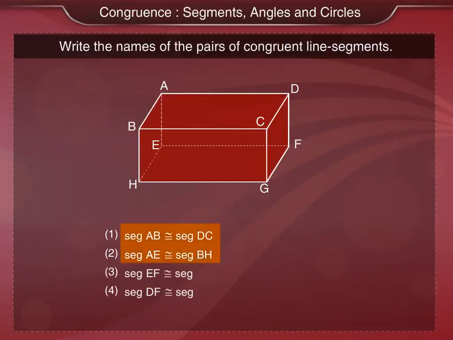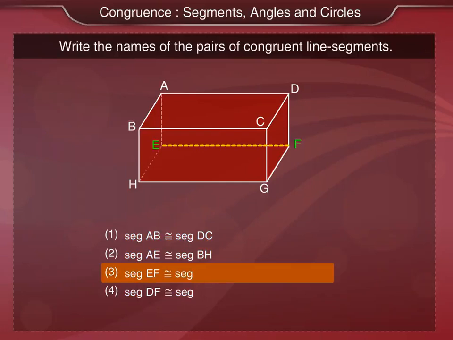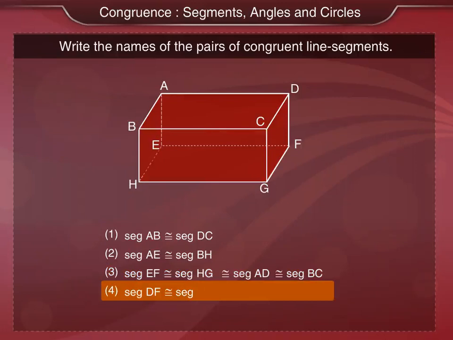It is given segment AB is congruent to segment DC. Which other segments are congruent to these given segments? Segment EH and segment GF are congruent to segment AB and segment DC. Also, segment AE and segment BH are congruent, and segment CG and segment DF too.